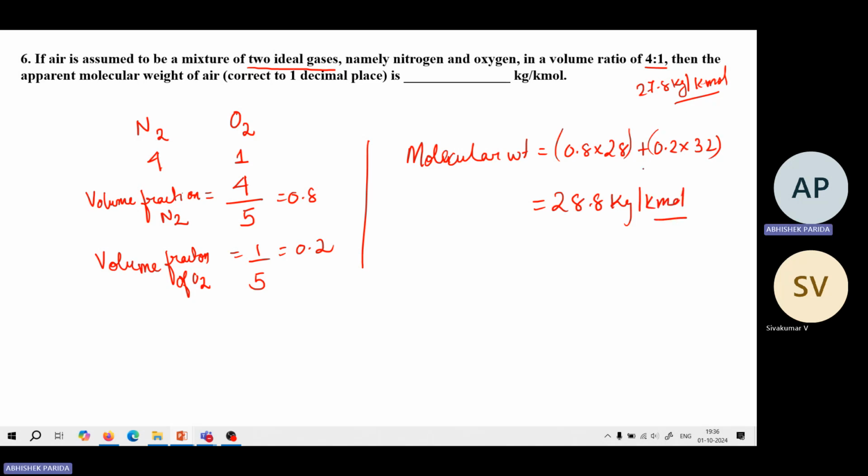Okay, you got 27, right? Where did you make the mistake? Sir, I separately calculated 0.8 into 28, it is around 20.4, and then 0.2 into 32, it's around 7.4. I simply summed them, so some typo, some error. That's all, sir. Okay, no problem. I hope you understood this question. Now we'll move to the next question.